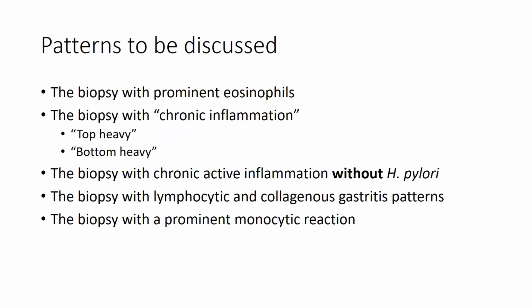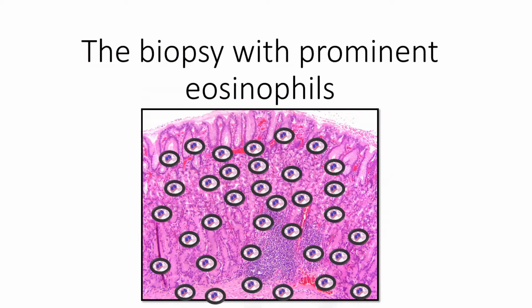We're going to be discussing a whole host of patterns that we encounter commonly in the GI service in a gastric biopsy, starting with prominent eosinophils, followed by chronic inflammation, depending on the pattern of the distribution, whether top heavy versus bottom heavy, and then followed by chronic active inflammation in the setting of the absence of H. pylori, lymphocytic and collagenous gastritis. And then we're going to finish talking a little bit about the biopsy with a prominent monocytic reaction.